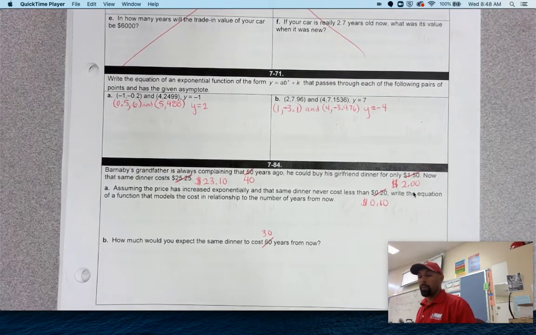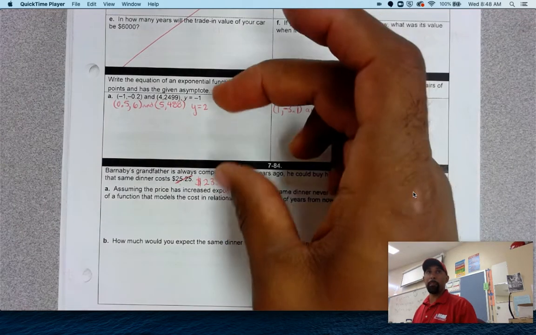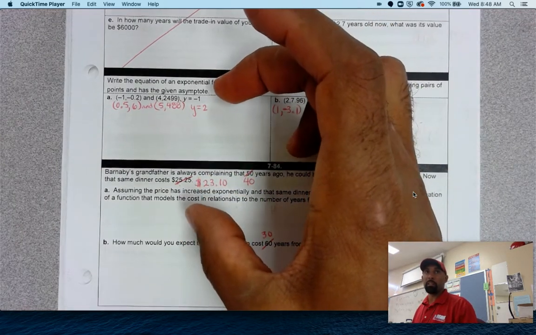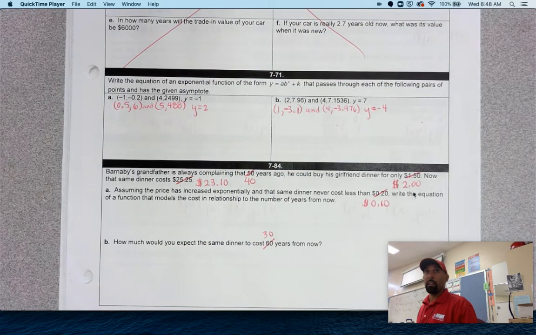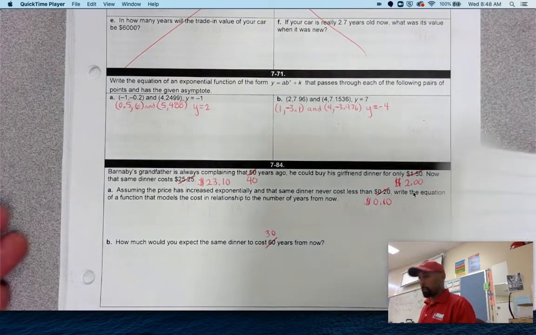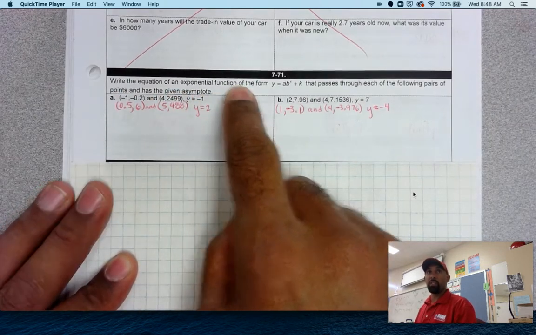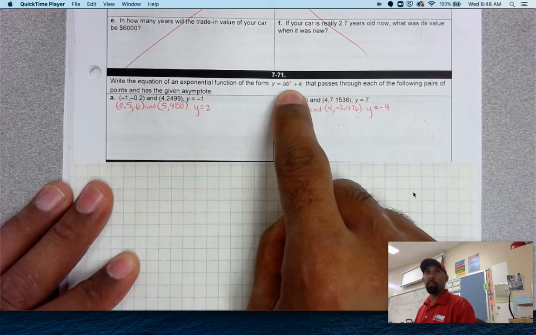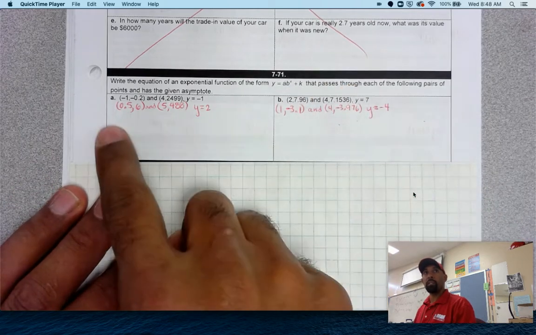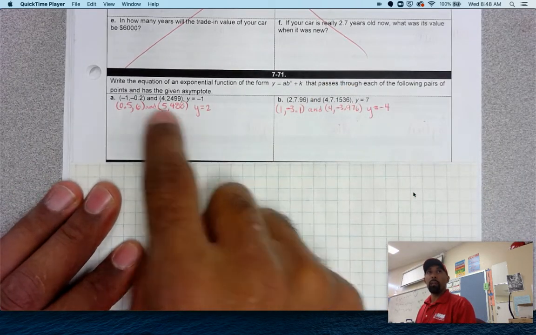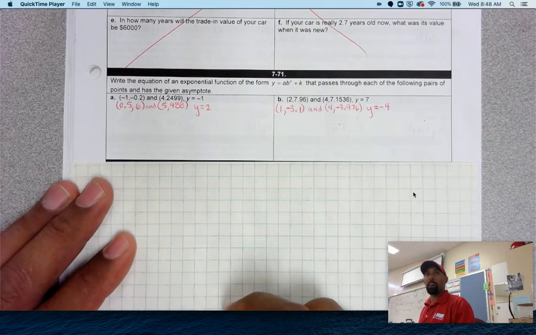Now, what I do realize is that I wish we had made this a little bigger, because you guys need more room to work out all these steps. If you watch Mr. Norton's video, there's a lot of steps involved when you're trying to write the equation of an exponential function in this form. So that's our form right there, that passes through this pair of points and with this given asymptote. So you kind of need a lot of room.